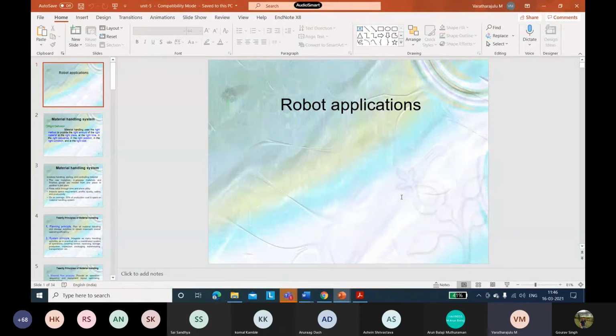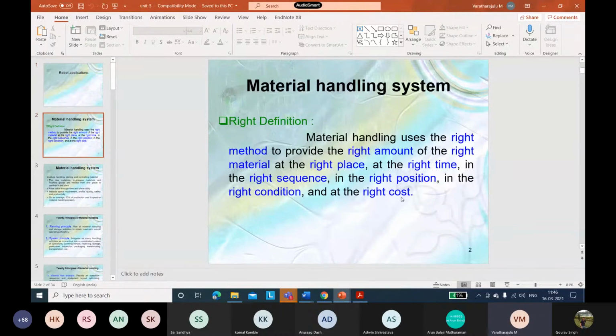And in recent days we are using robots to perform heart surgeries. Touch-free heart surgeries are now possible with the aid of robots. And this is what we had about robot applications. Now we'll talk about material handling in detail.